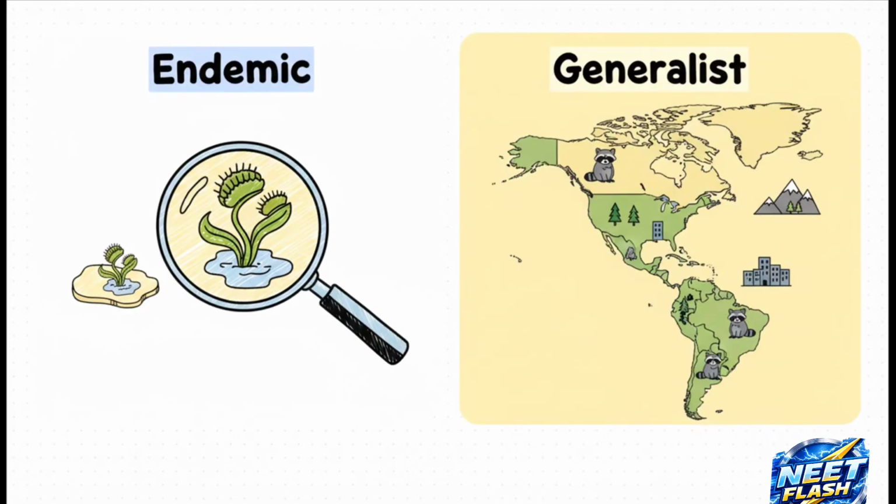And in these places, you find these 2 different approaches to survival. You have what are called endemic species, total specialists, like the Venus flytrap, that can only be found in one specific little corner of the world. And then you have the generalists, like a raccoon, that are super adaptable and can pretty much live anywhere. Understanding that difference is huge.